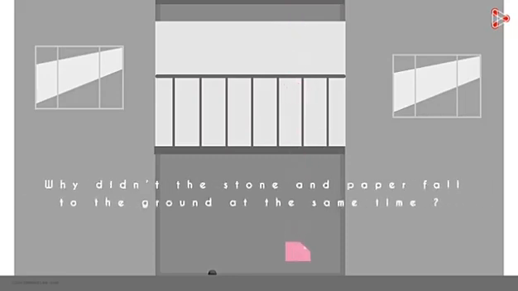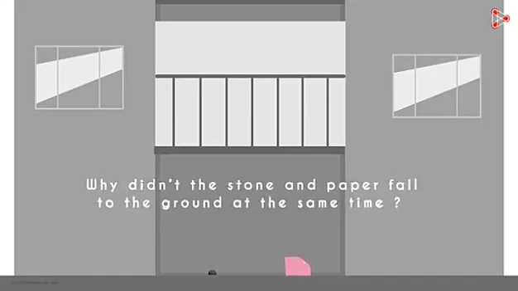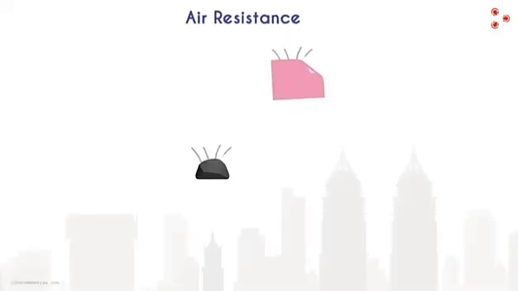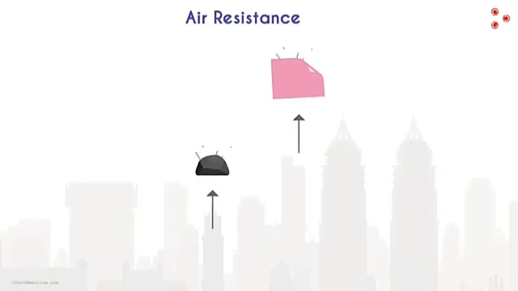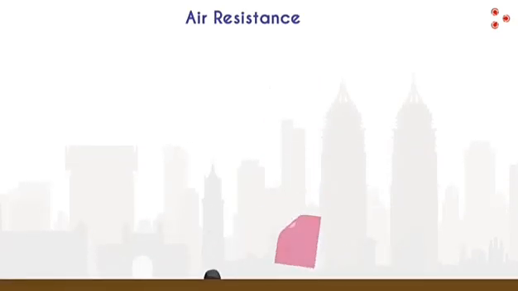The stone will reach the ground first. Why does this happen? As it's independent of mass, both should fall on the ground at the same time, right? The answer to this is air resistance. When objects are falling towards the ground, the air offers resistance in the upward direction. And the resistance offered to the paper is more than the resistance offered to the stone. And that is why the stone falls to the ground first.